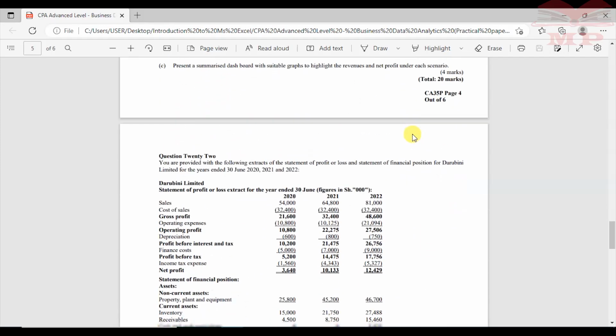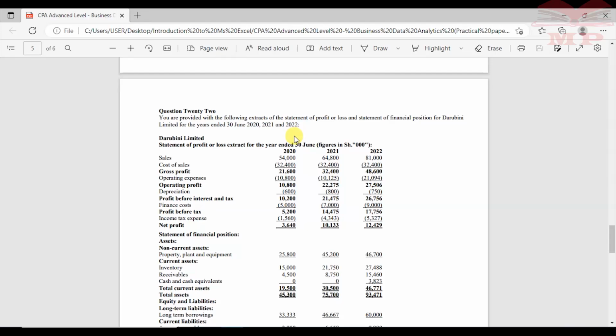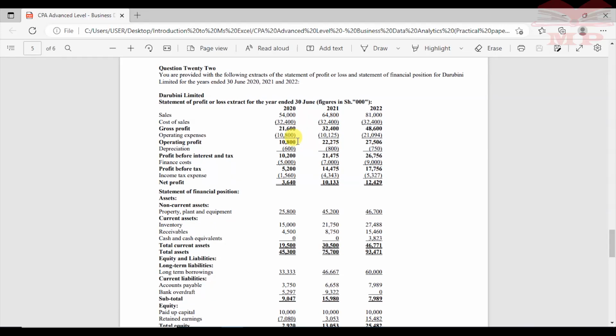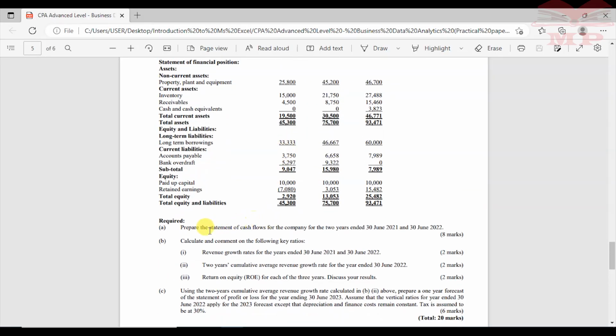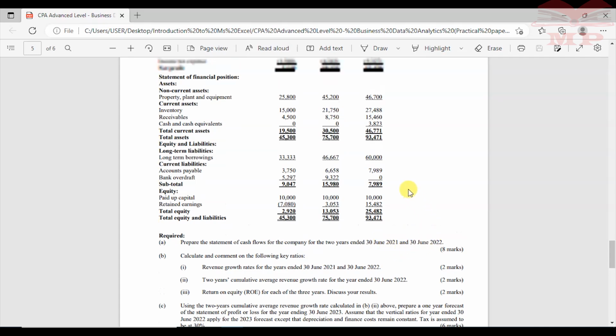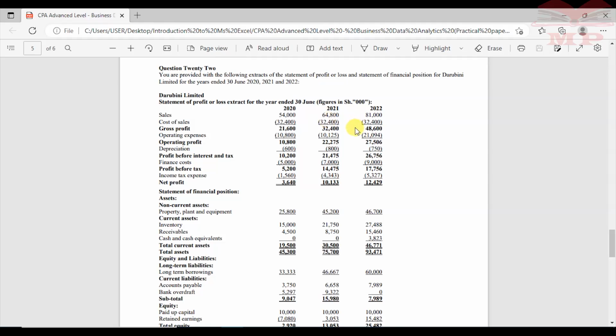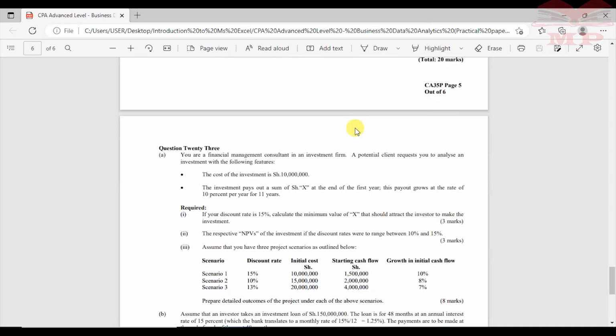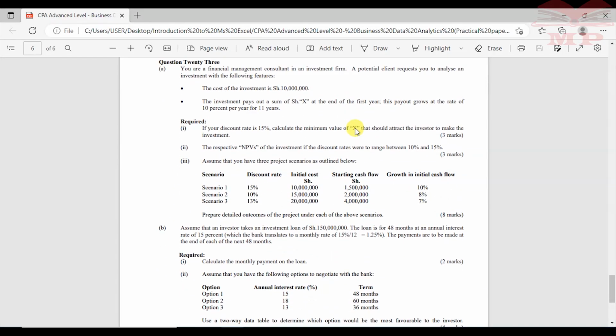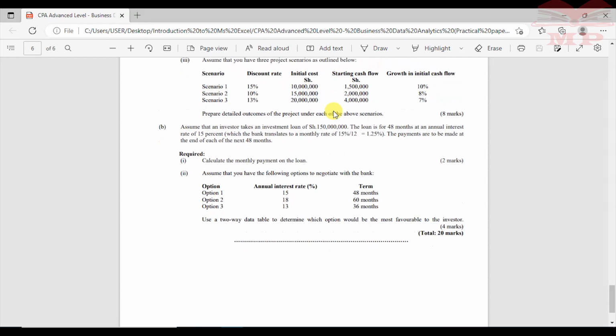Then we had question 22, that is the Rubini Limited, where students were required to prepare a statement of cash flows, of course, for the years ended 30th June 2021 and 30th June 2022, still using Excel. Then there was question 23, where you are required to apply your financial management knowledge to solve this question here. Of course, it has aspects of net present value, discounting rates, and all those other items.